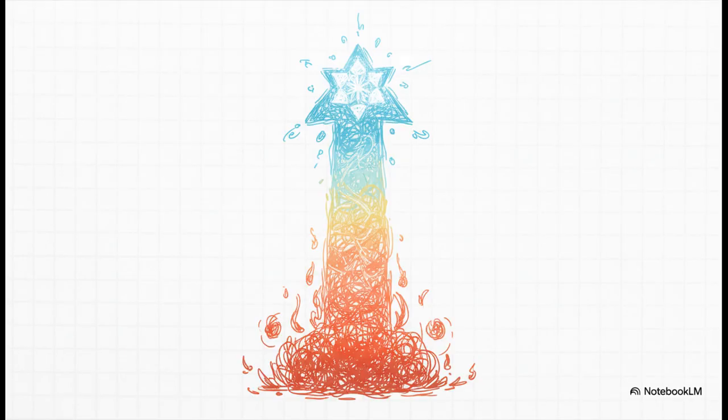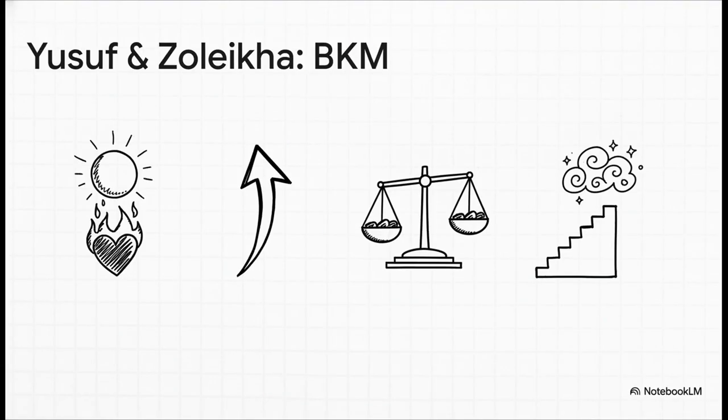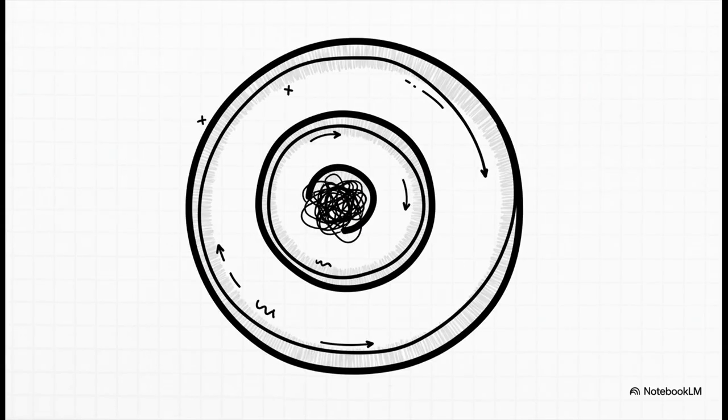All right, let's move to our third story, Yusuf and Zoleikha, which charts a completely different path, a vertical transformation. Here, the story kicks off with this intense, earthly, physical desire. But over time, that raw emotion gets purified and it transforms into a higher spiritual connection. It's a really clear upward journey, an ascent from the messy turbulence of passion to the calm unity of divine love.